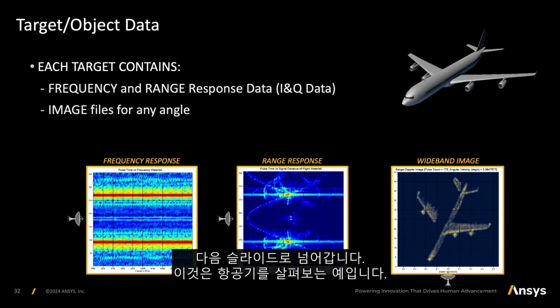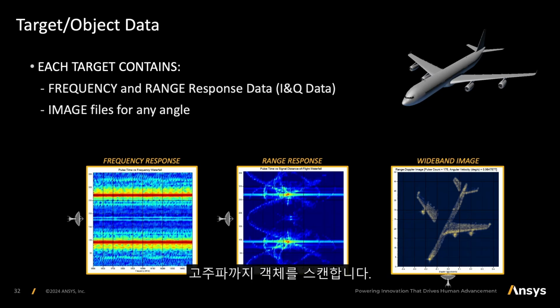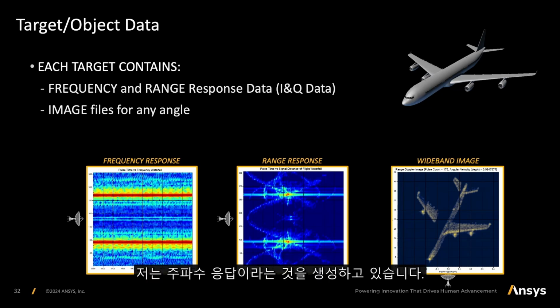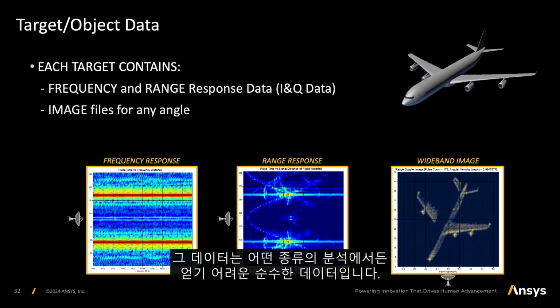So the next slide you're going to see right now is an example of looking at an aircraft, okay? And we go ahead and orient that object in our scene, and we sweep over that object from a low frequency to a high frequency, generating a thing called a frequency response. And as I change the angle or the orientation, I generate a new frequency response. That data is about as clean as you will ever get from any kind of analysis, okay?